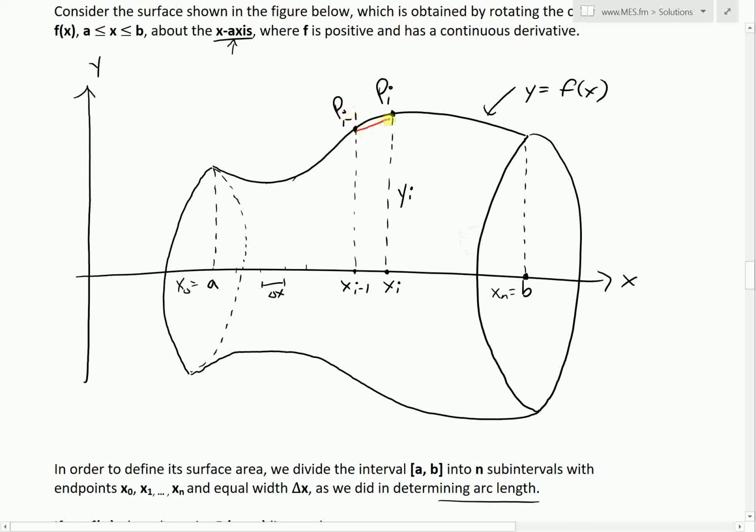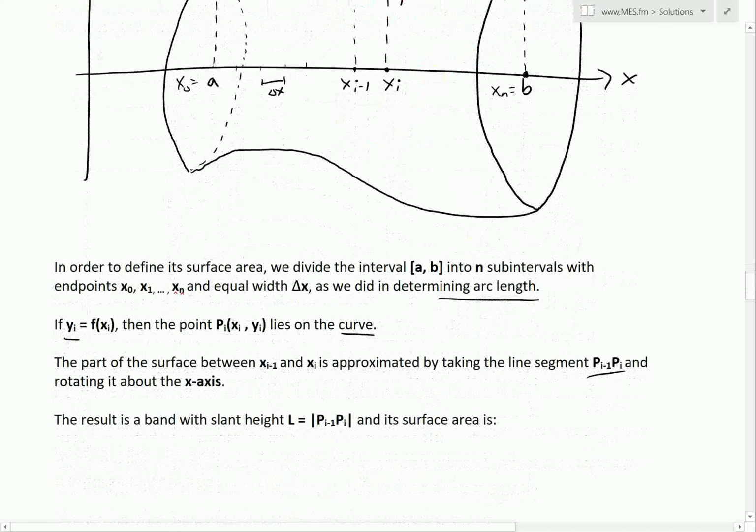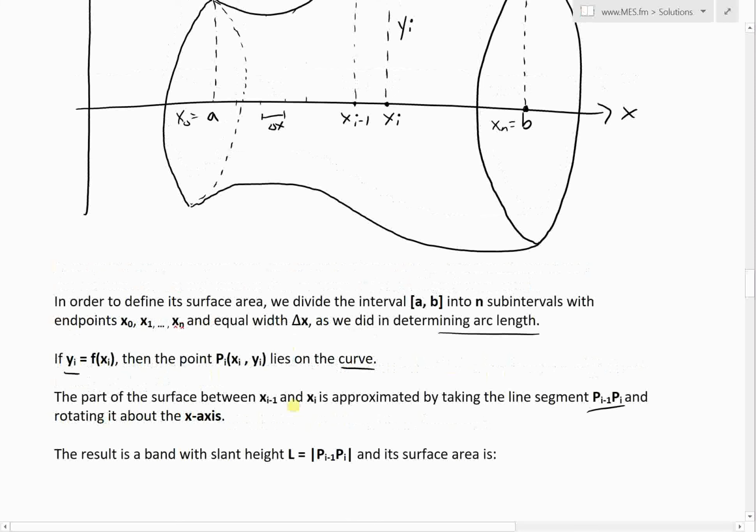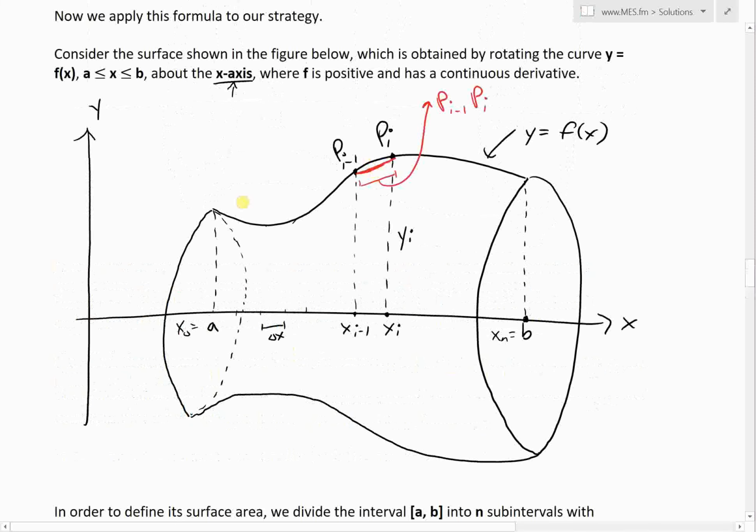And then if we were to draw a line segment, I'll draw this in red. So if we were to draw one like this, this line segment right here, this distance across is going to be our pi minus 1 pi. So this is just saying a line segment from this point to this point. That's all it is, a straight line like that. And then this part of the surface between here is approximated by taking this line segment and rotating about the x-axis.